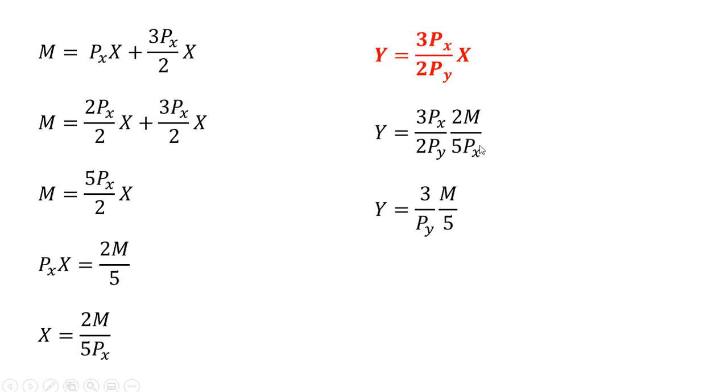So the price of good X divided by the price of good X, that cancels. The 2 in the numerator and the 2 in the denominator cancel. And just moving these terms around a little bit, we have our demand for good Y. So our demand for good Y and our demand for good X. All right, that's it.